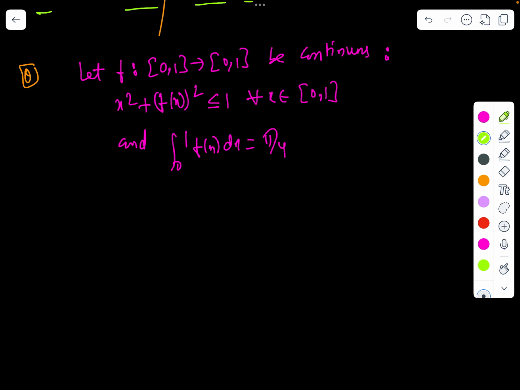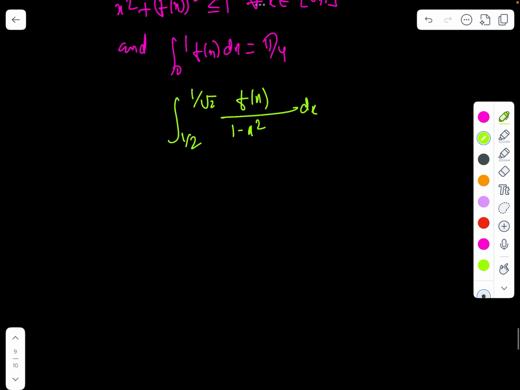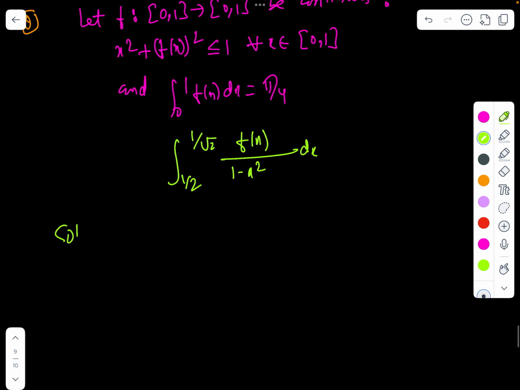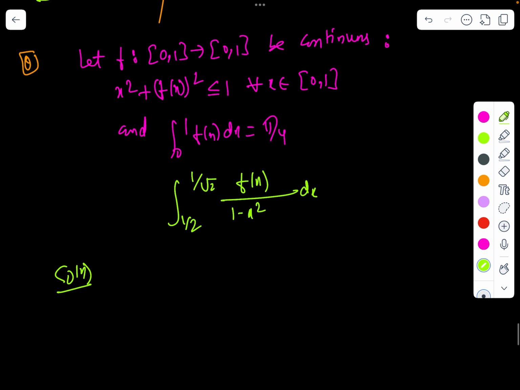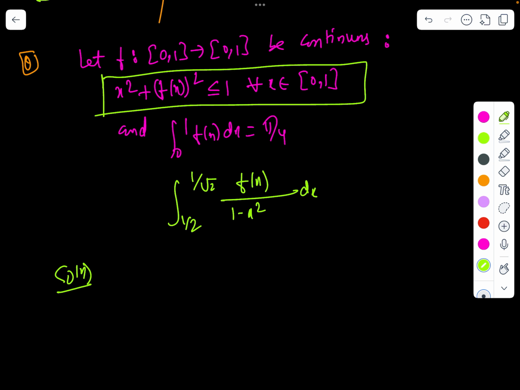Then we have to find the value of the integral from half to 1 by root 2 of f of x by 1 minus x squared. Again, it's a surprisingly beautiful question, because the constraint is an inequality. So it's rare to see an inequality constraint. So, how are we going to get a fixed value of this?